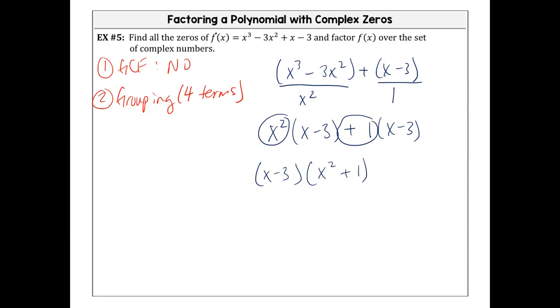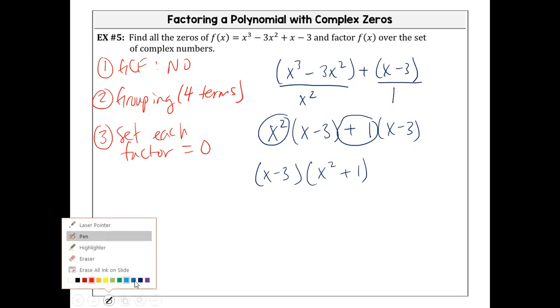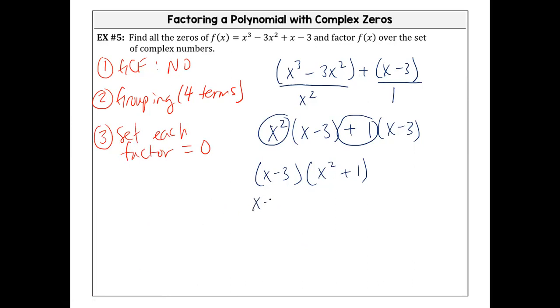When you're trying to find your zeros, that means you're setting each factor to 0. So step 3 is to set each factor equal to 0. We're going to take each one of our factors and set it equal to 0. So I have x minus 3 equals 0, and I have x squared plus 1 equals 0.